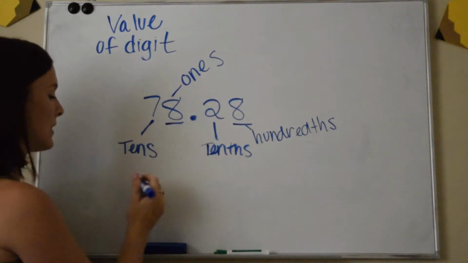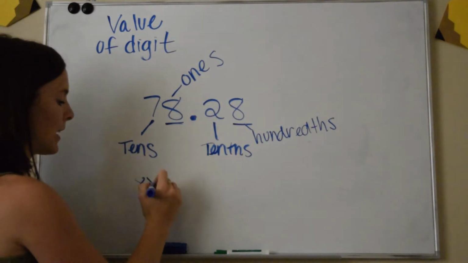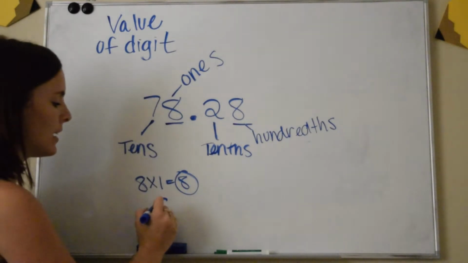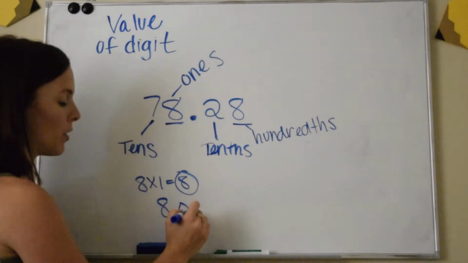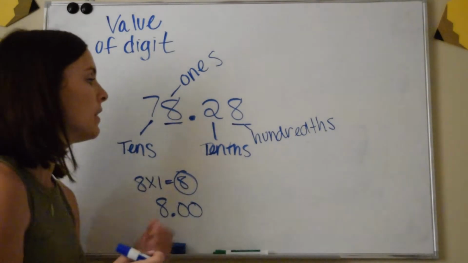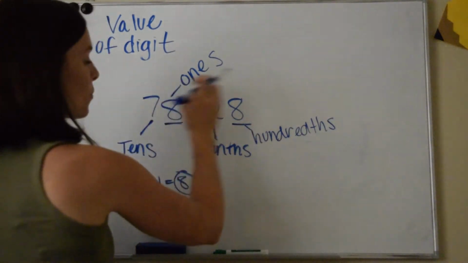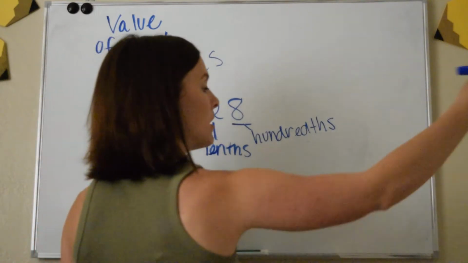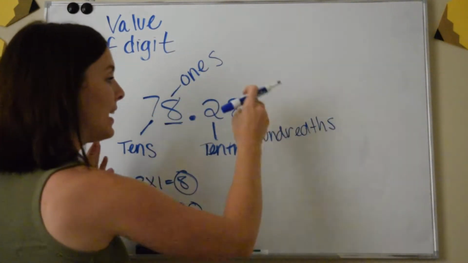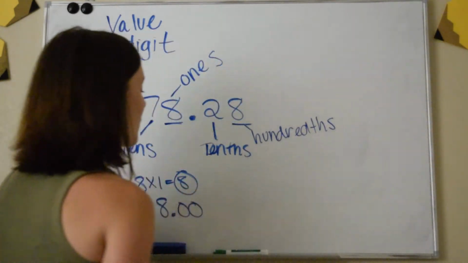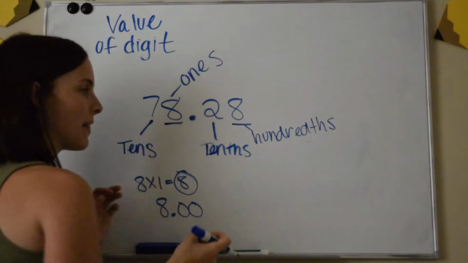This 8 is sitting in the ones place. So I can say 8 times 1 is 8. So there's the value of that one. 8 is the same thing as 8.0 or 8.00, but it's 8 whole ones. Okay. This 8 is very different. It's to the right of the decimal, and as we move down the place value chart, as we move down to the right, each digit's value is getting smaller and smaller and smaller, okay? And I'll show you a little bit why that is.